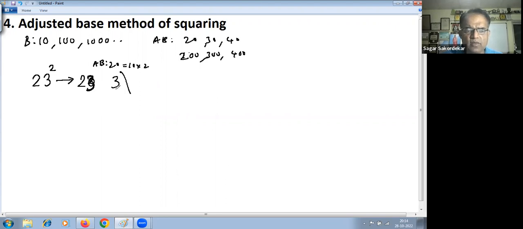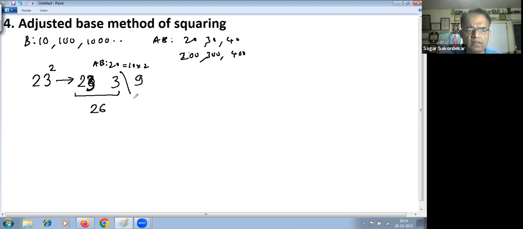On the other side, we are writing the square of the difference. 3 squared is 9. I'll repeat: take the number as it is, and write the difference with this adjusted base. Now 23 minus 20 is 3. On the right hand side, we are writing the square of the difference. 3 squared is 9. You have to add this. 23 plus 3 is 26.